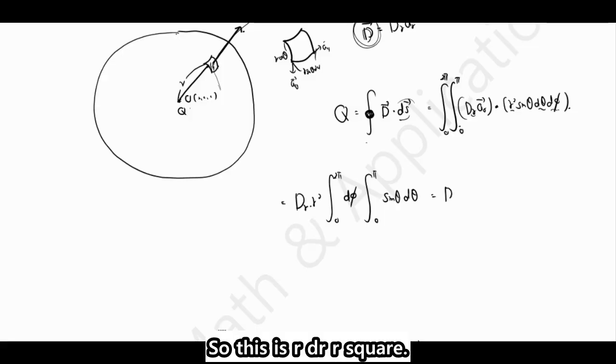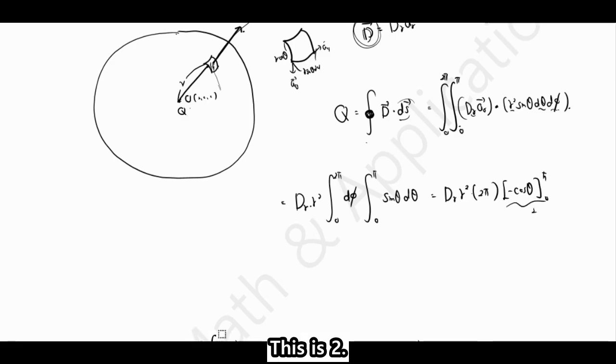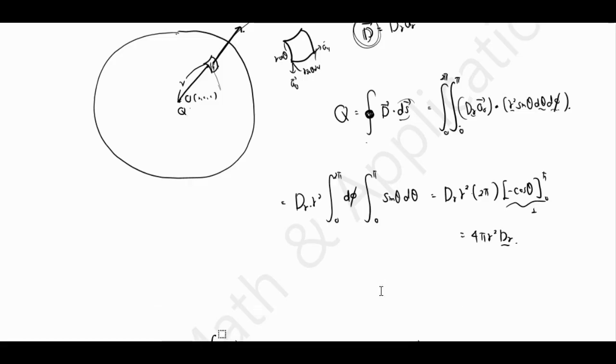So this is dr r square, and this is 2 pi. This is minus cosine theta from 0 to pi. This is 2. This is 4 pi r square dr. dr is the magnitude of electric flux density.